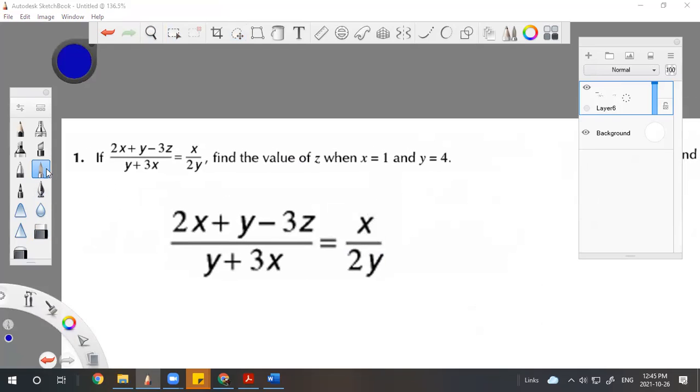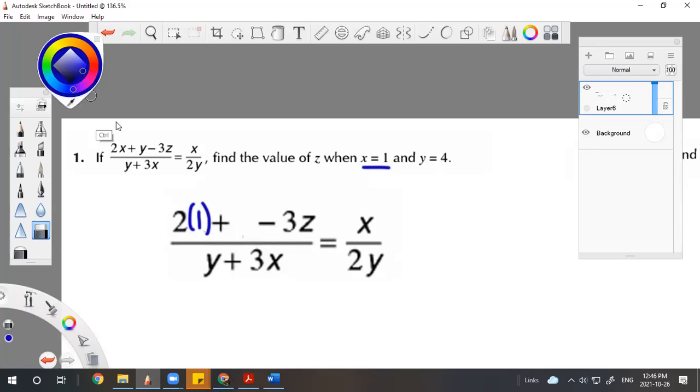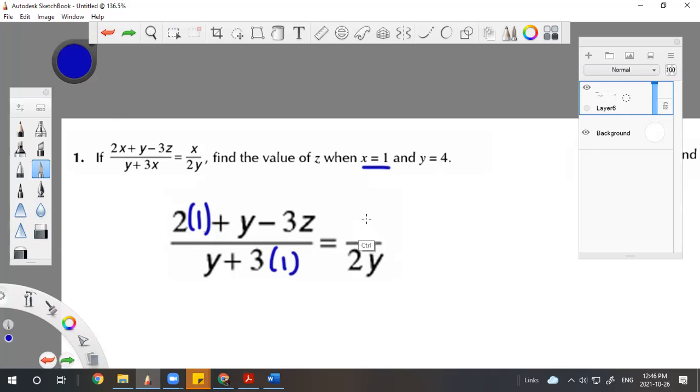X. So what to do with X? X equals 1. Change the X by 1. Again, it's not 21, carefully. Times 1. Y equals 4. It is given. Oh, wait. I change every X by 1. See, I change every X by 1. I'll just put it like this because you don't have to times by anything. And the Y by 4.